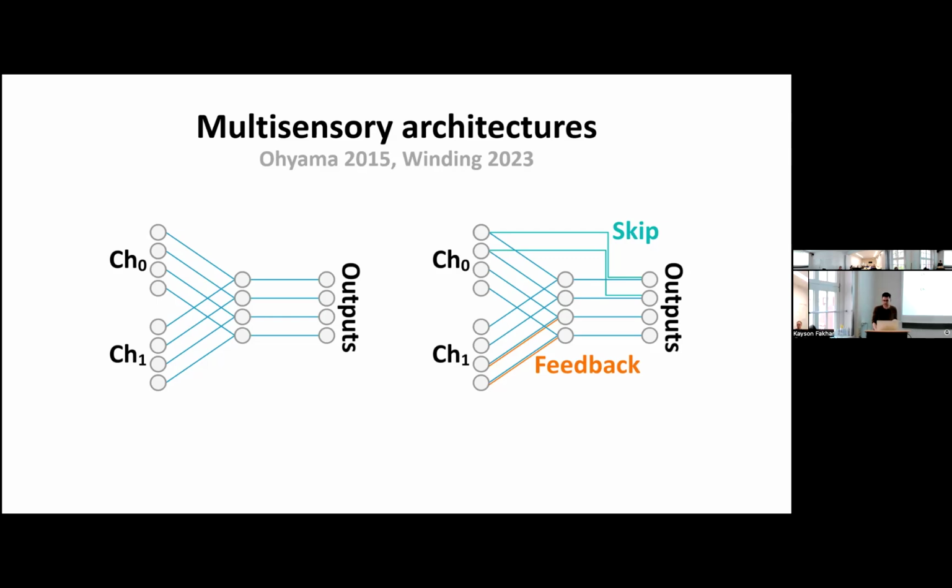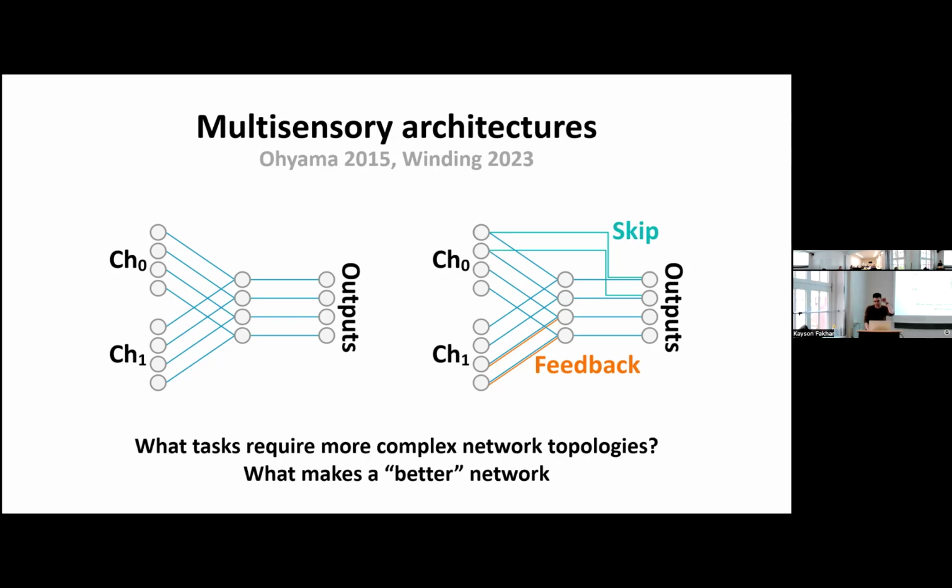So in this part of the talk, we're going to consider what tasks require these more complex network topologies. And a question to keep in mind is, what makes a better network? Maybe these two networks perform equivalently on some task, but one is better in terms of energy costs or robustness to noise, etc. For example, in machine learning, there's quite convincing evidence that having skip connections doesn't necessarily improve your performance at the end of training, but lets you learn quicker.